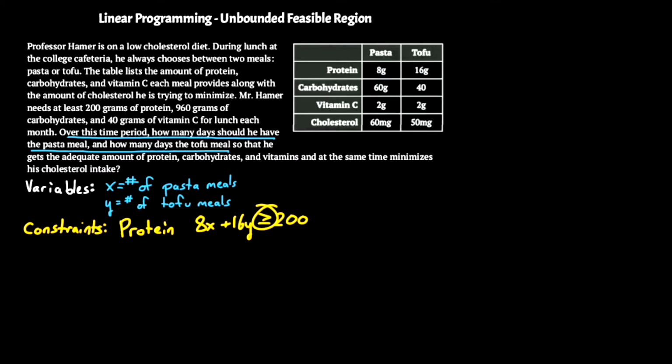And this is why we're going to have an unbounded feasible region, because we're actually going to be shading the upper portion of the line. All right, so we have protein. Let's take a look at carbs.